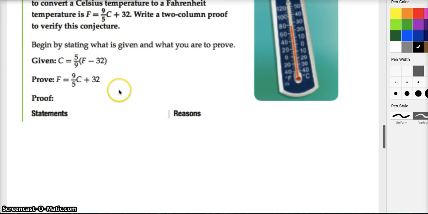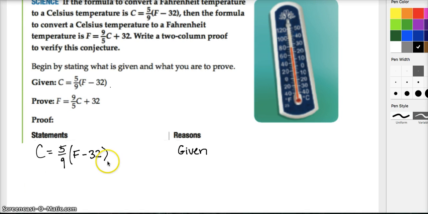All right, so here's our 2-column proof. We start off with the hypothesis, if this, then that, right? And we're going to prove the conclusion by going through a process of seeing how we're going to, in a sense, transform this equation into this other one. So the first thing we start off with is our given statement, and our given statement is this statement here. So I've rewritten the given information, and the reason why we can say that this is true is because it was given. So my first statement is here and my first given statement is here.